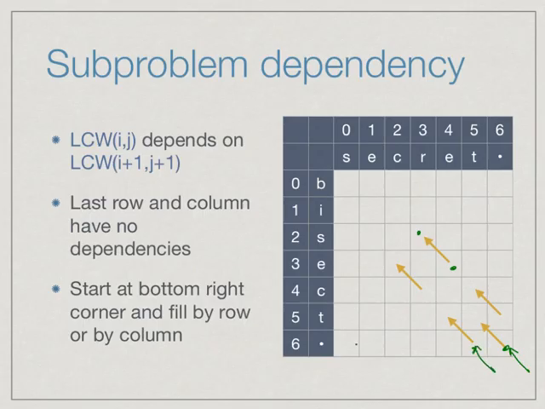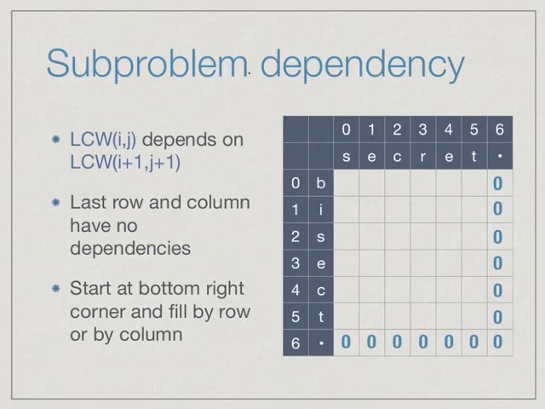So we have this simple observation that the right column and the bottom row don't require anything, and we know that because those are all zeros. So we can fill in those values as zeros because that's given to us by definition. And now we can start, for instance, with this value because its dependency is known. We will look at whether this t matches that t, it does. So we take 1 plus the value to its bottom right.